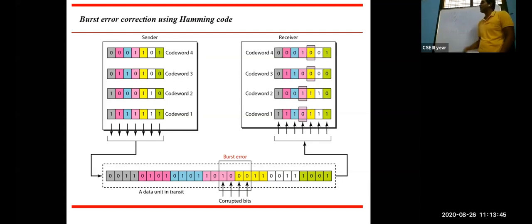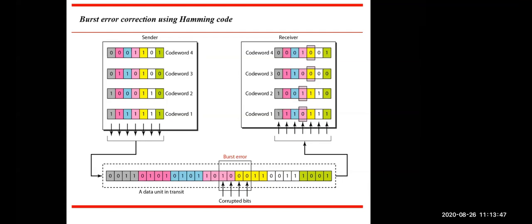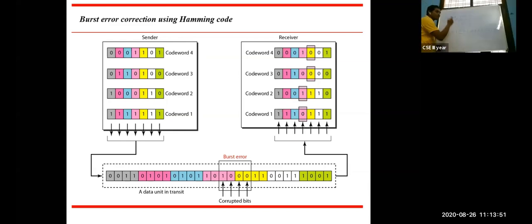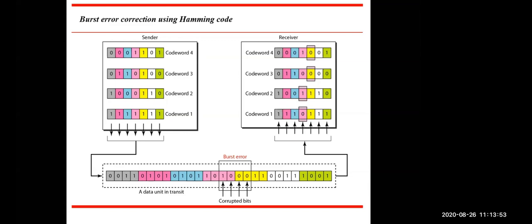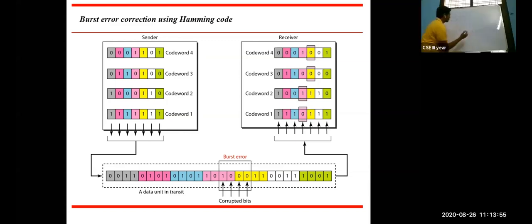Hamming code is good. Any drawback in this technique? A burst error of 5. Excellent, Sachin. Yes, a burst error of 5, because I have 4 rows. If 5 bits are corrupted, this bit is corrupted, and this bit is also corrupted.